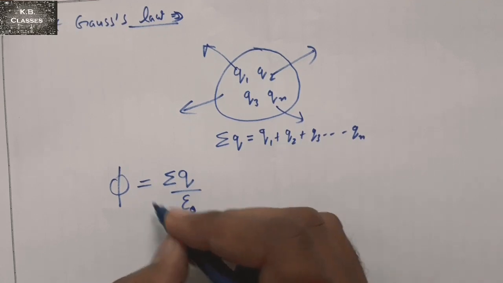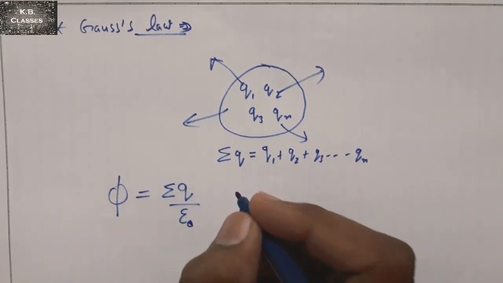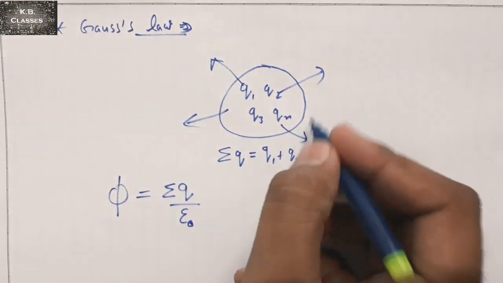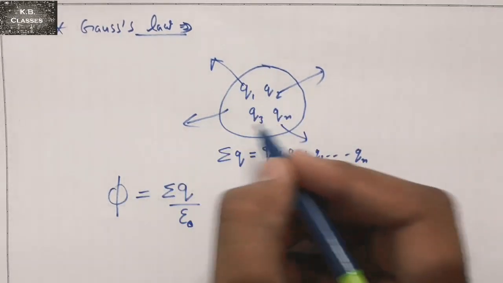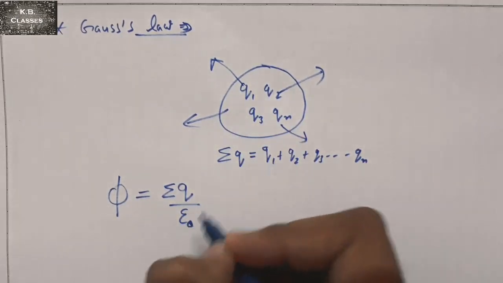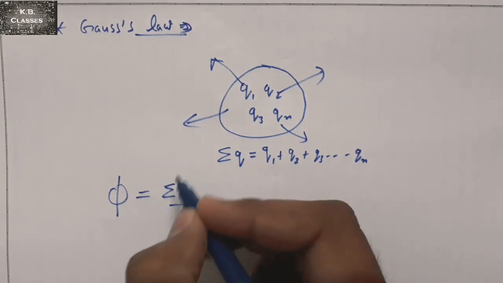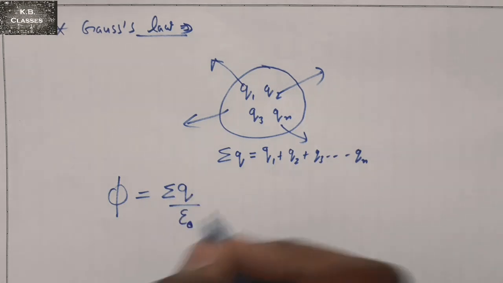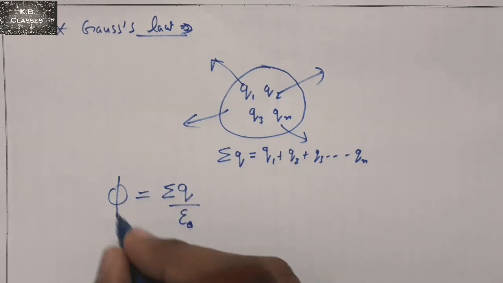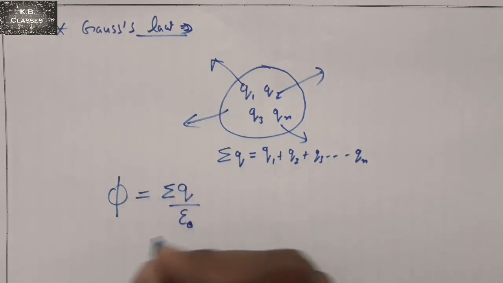Okay, so now how can we define what is Gauss law? According to Gauss law, the total electric flux, that is phi, passing through this closed surface is 1 upon epsilon naught of total charge. This is the statement of Gauss law. Now next, how can we prove this Gauss law? How can we prove this formula? How do we get this formula?